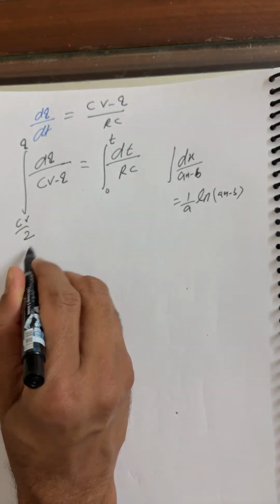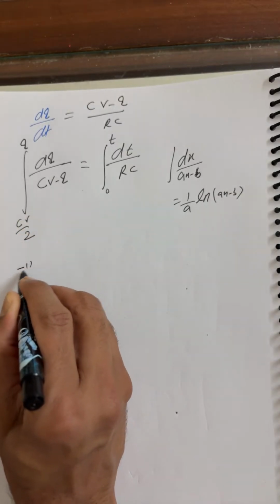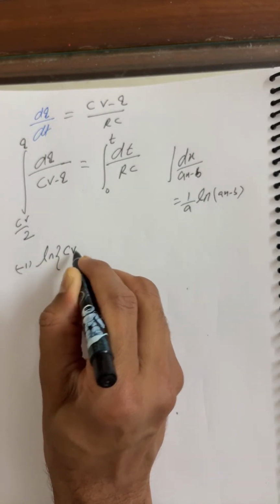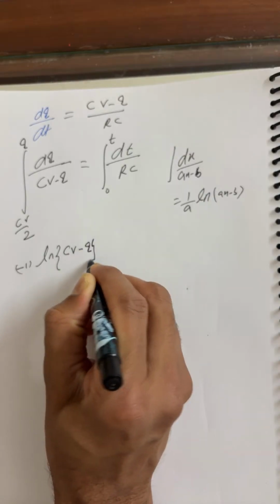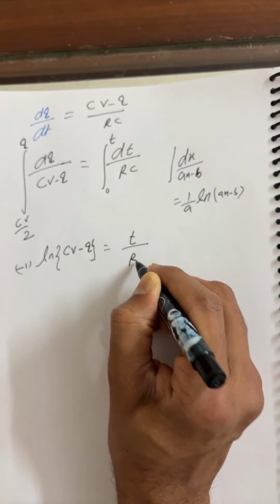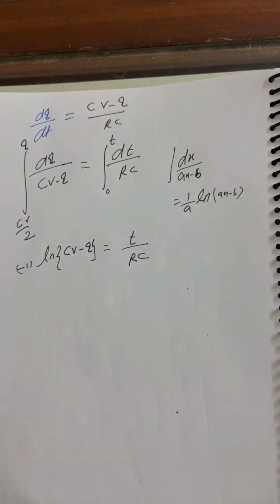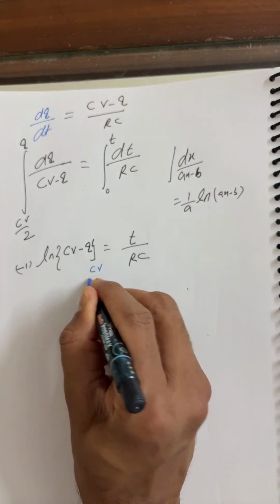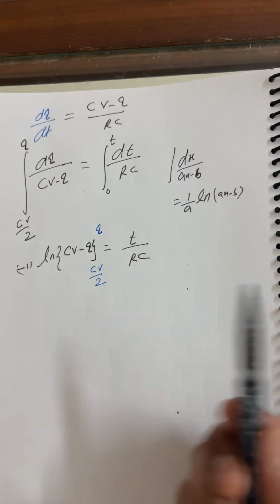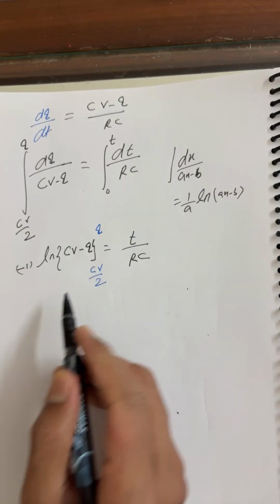So I'll apply here. What's the variable here? Q. So minus 1 should come out. And this is ln of CV minus Q. As usual, you can write t upon RC. Don't forget to apply the limit. This is CV by 2 and this is Q. How can you apply the limit here? All of you are very smart to apply limits. Just replace like this.